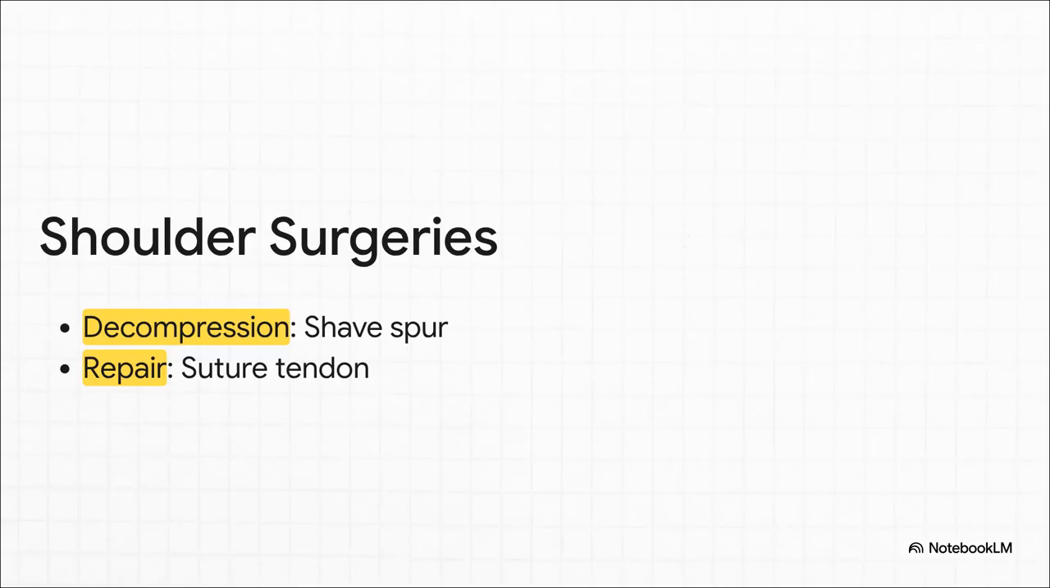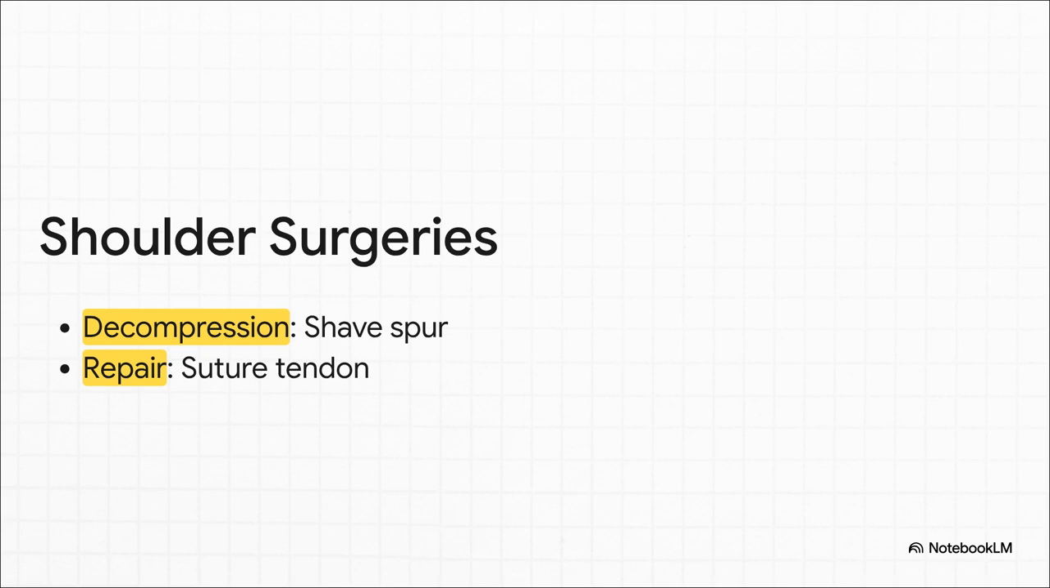And that leads us to two extremely common procedures that you're going to code all the time. First is a subacromial decompression. This is when the surgeon uses a small mechanical burr, think of it as a tiny medical shaver, to grind away a bone spur underneath that acromion bone, stopping it from pinching the tendon.